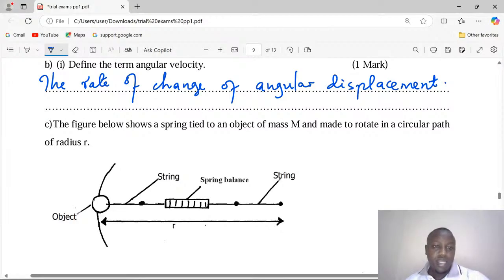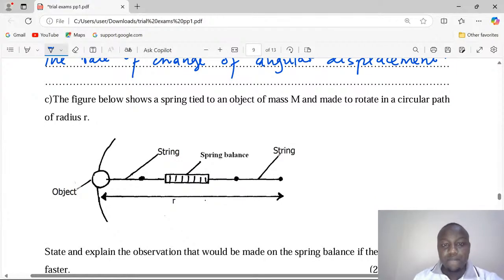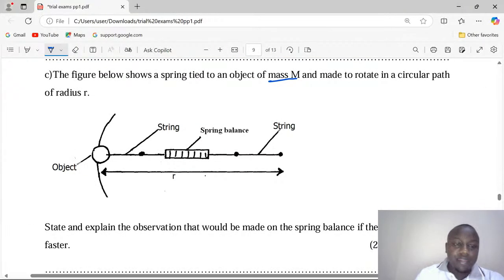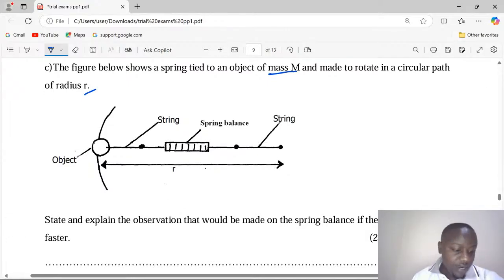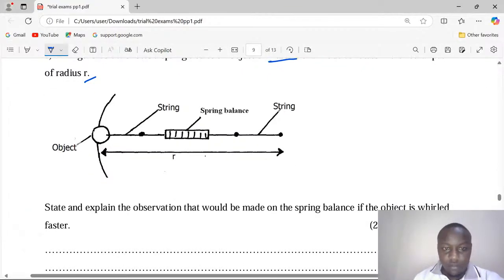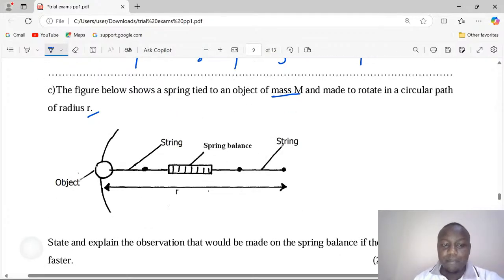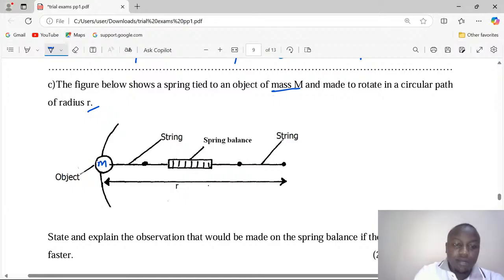Part C. The figure below shows a spring tied to an object of mass m and made to rotate in a circular path of radius r. You can see the diagram. An object is moving there. That object is having a mass m. Then we have a spring balance there. That means the string is held here because the radius is here of that path. Then it is supposed to be rotated.